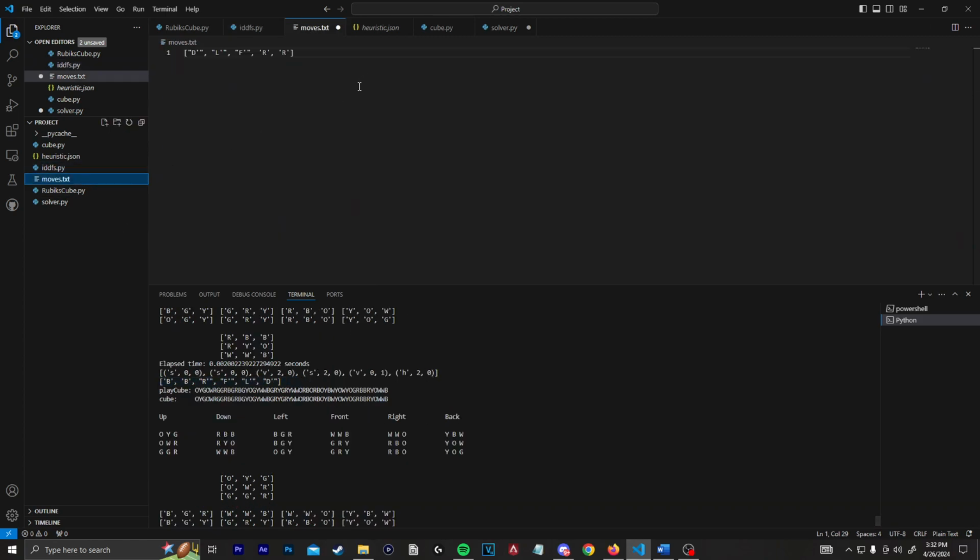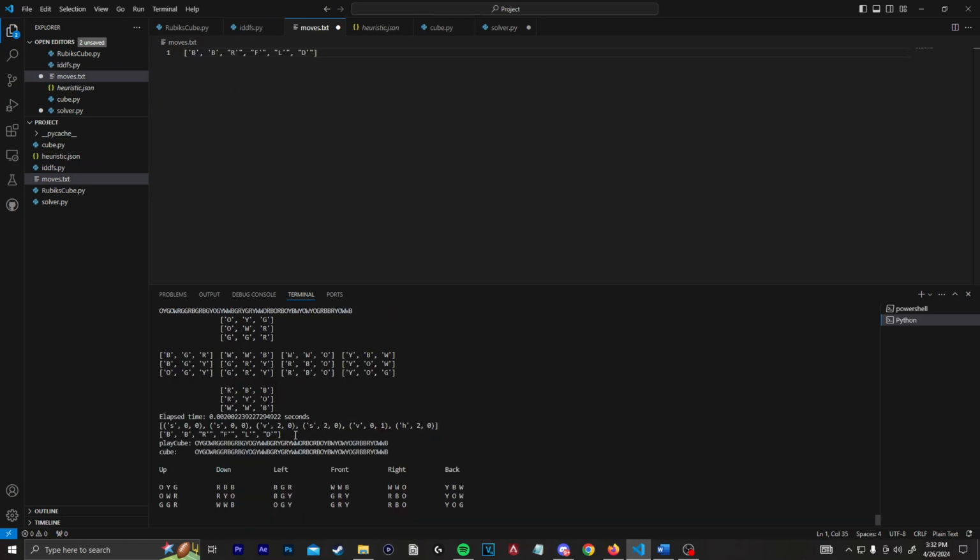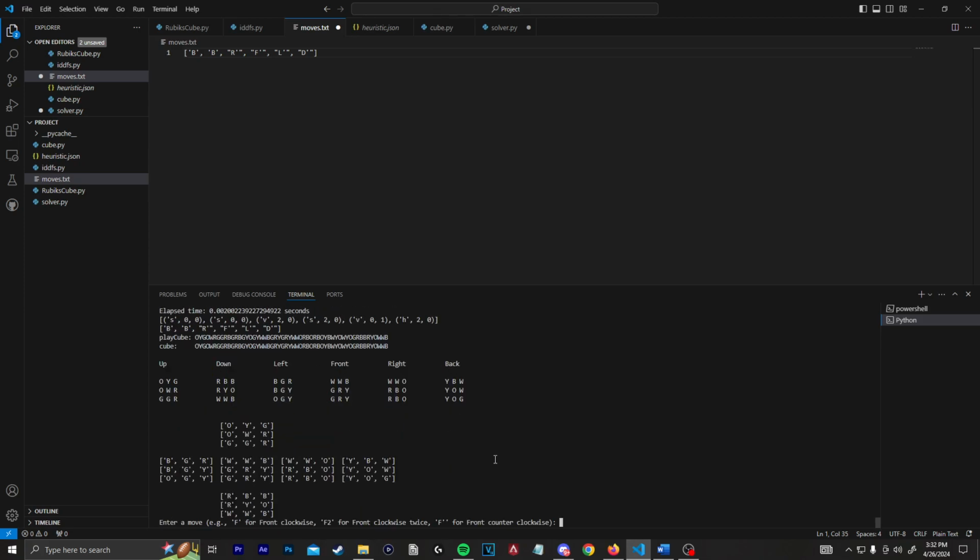Here is our solution, and as you can see, what would have taken many minutes actually took us only 0.002 seconds. And so let's apply these moves. So back, back, right counter, front counter, left counter. All right, typed it in wrong. Down counter. As you see, we have a solved cube.